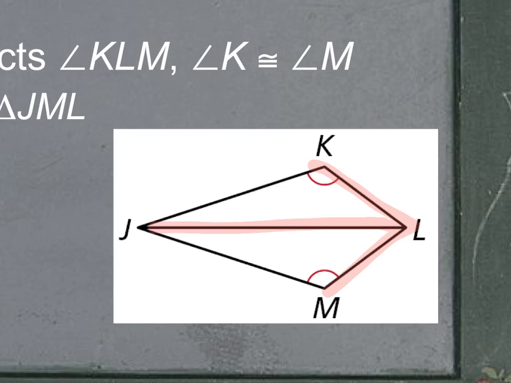So we have a segment that's bisecting an angle, so it's cutting that angle in half. When you cut something in half, we have two equal parts. If I'm cutting an angle in half, I have two equal angles, right? So the sides wouldn't be equal, it's the angles that are equal. So we have this angle, KLJ, is equal to angle JLM.